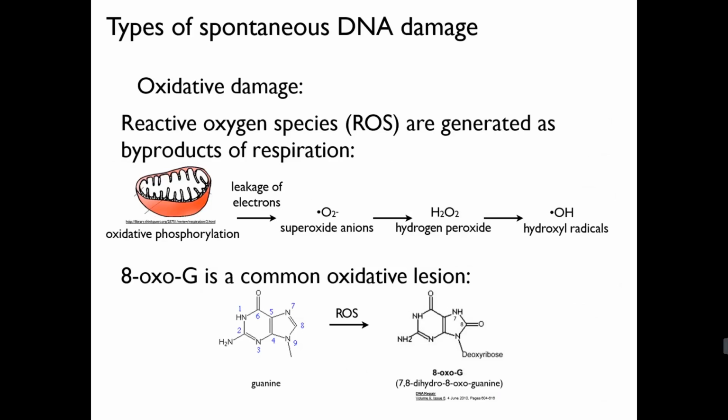Okay, the next kind of spontaneous DNA damage that I want to talk about is oxidative damage. This was alluded to earlier when we mentioned reactive oxygen species and free radicals as sources of spontaneous DNA damage. So oxidative damage is, of course, a very predominant form of DNA damage because we respire, and in the course of respiration, there's generation of what are referred to as reactive oxygen species.